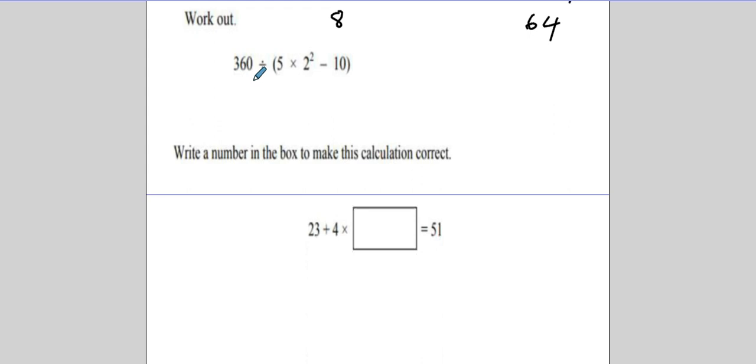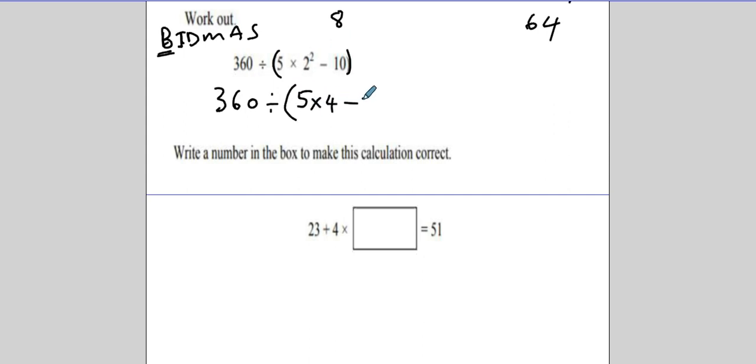Work out this calculation over here. Refer to BODMAS. BODMAS and BIDMAS are the same. BODMAS suggests brackets first, followed by powers, or we call it indices, then division, multiplication, addition, subtraction. Okay, do we have brackets? Yes, we do, but inside the brackets, be careful, we have powers. So first, before you think of multiplying, do that power. So this will be 360 divided by 5 times 2 squared is 4, minus 10.